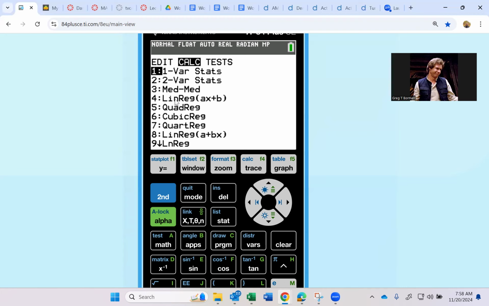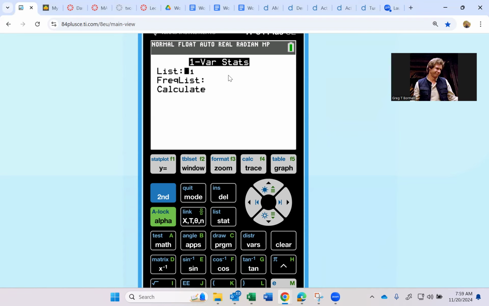There's linear regression, quadratic regression, as we see in some of the other lessons. But option number one is one variable statistics. If we did two variable statistics, we'd need to put information in L2 as well, but we're not going to worry about that. So we're just going to pick option one. And when you get here, it should say L1. If it doesn't, it's not going to work, because that's where we put the information.